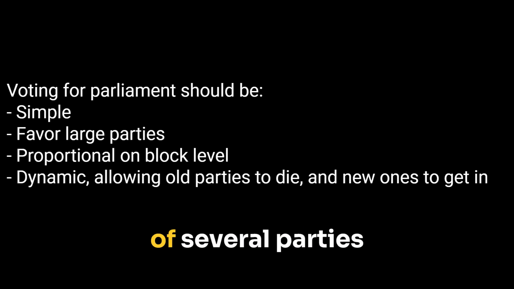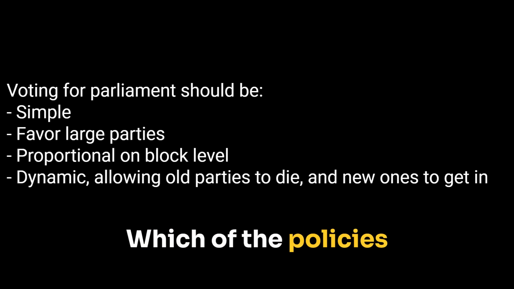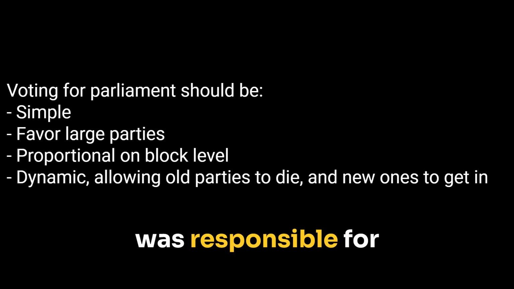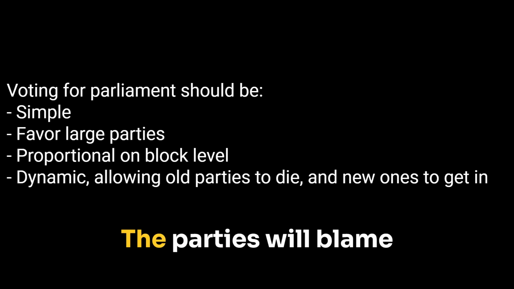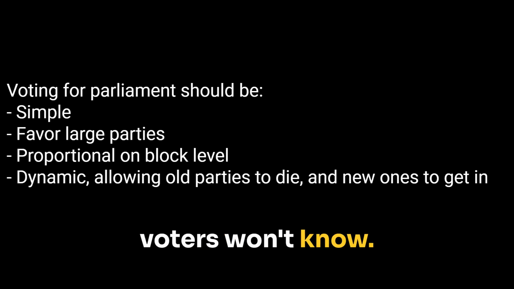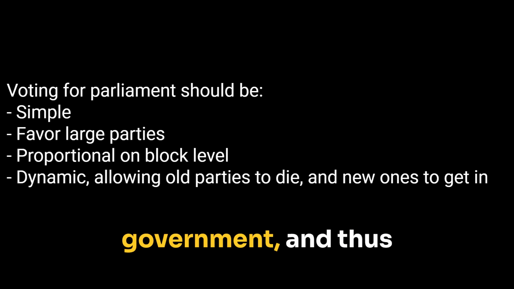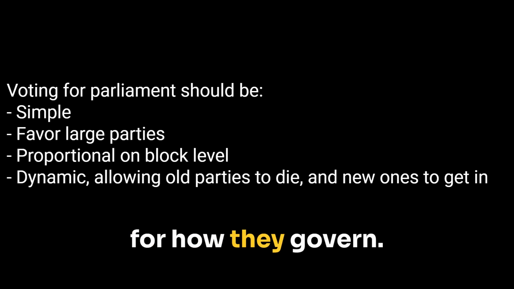If a government coalition of several parties govern poorly, then which party is to blame? Which of the policies caused the bad outcomes, and who was responsible for pushing them in the backroom deals? The parties will blame each other for negative outcomes, and the normal voters won't know. It is much better with large parties where it's common for just one party to form a government and thus be fully responsible for how they govern.